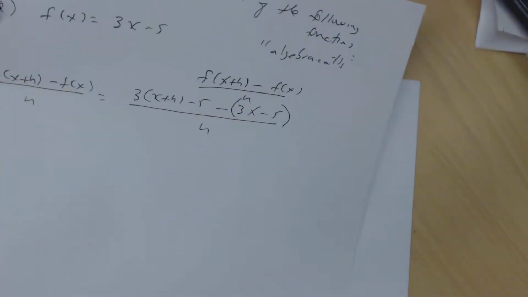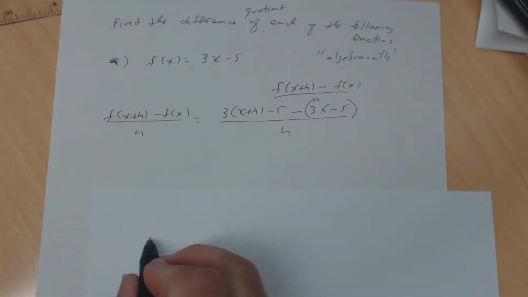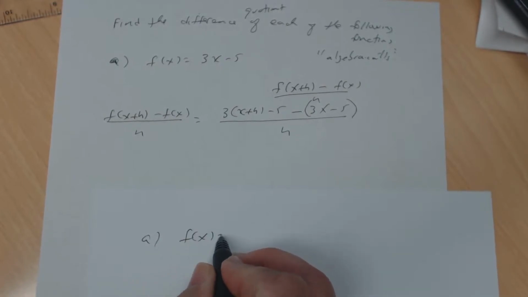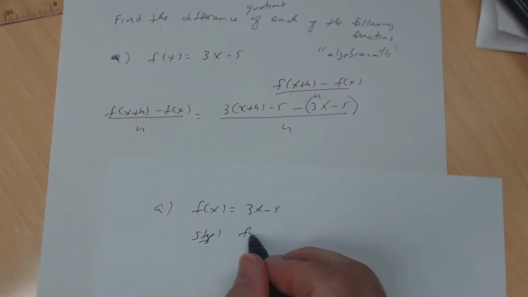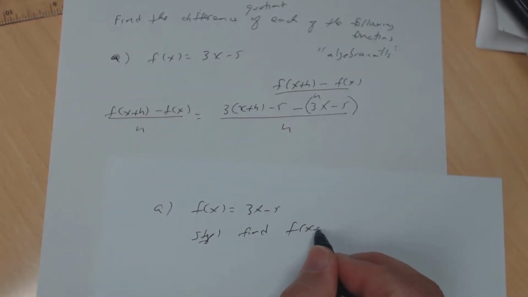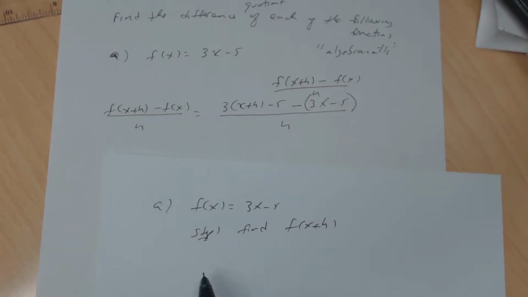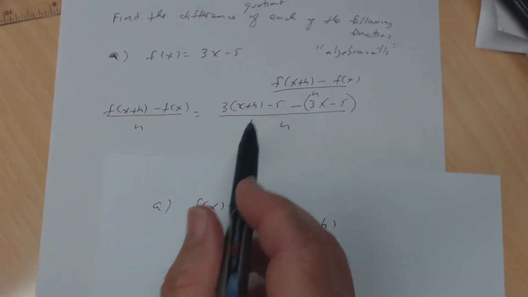It can be difficult to see this. So let's think of it this way as well. f of x equals 3x minus 5. Remember, step one would be to find f of x plus h, just like we did in a previous lesson. So think of it like this. Step one is this, and then you come back and you fill it in.